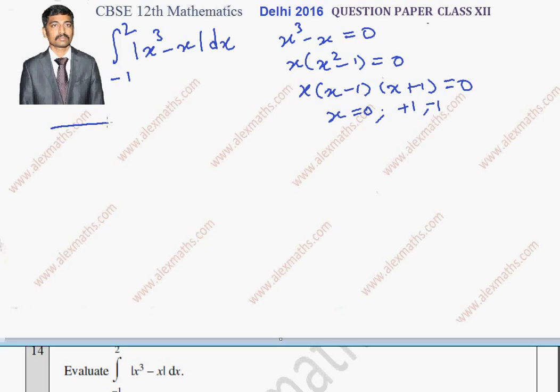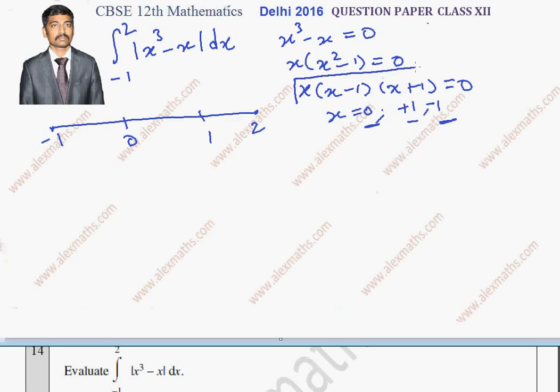Now take a number line. We have from minus 1 to 2 as the limit given in the question. In that we can mark 0 and 1 here, and this minus 1 is already a part of the given limit. Now we have 3 parts. In this I have to find where it is positive and negative.